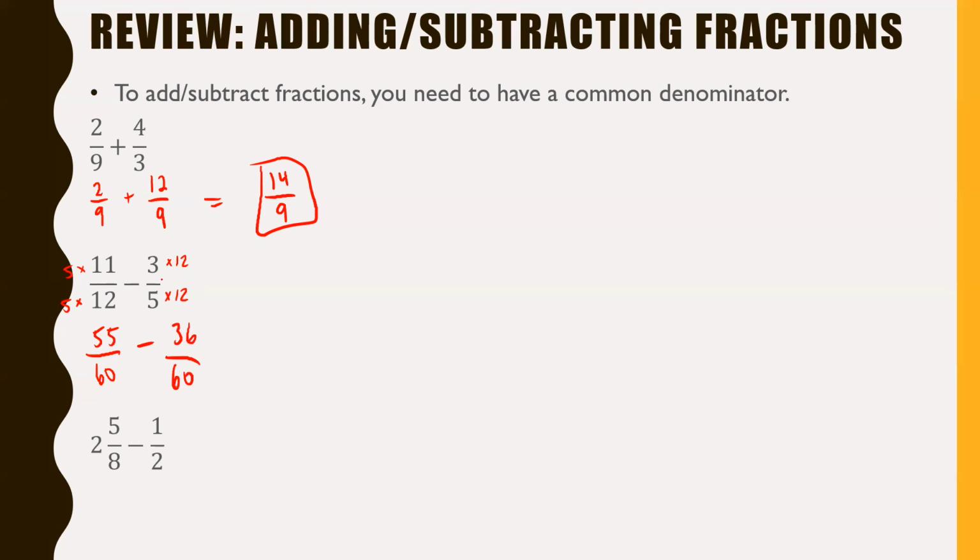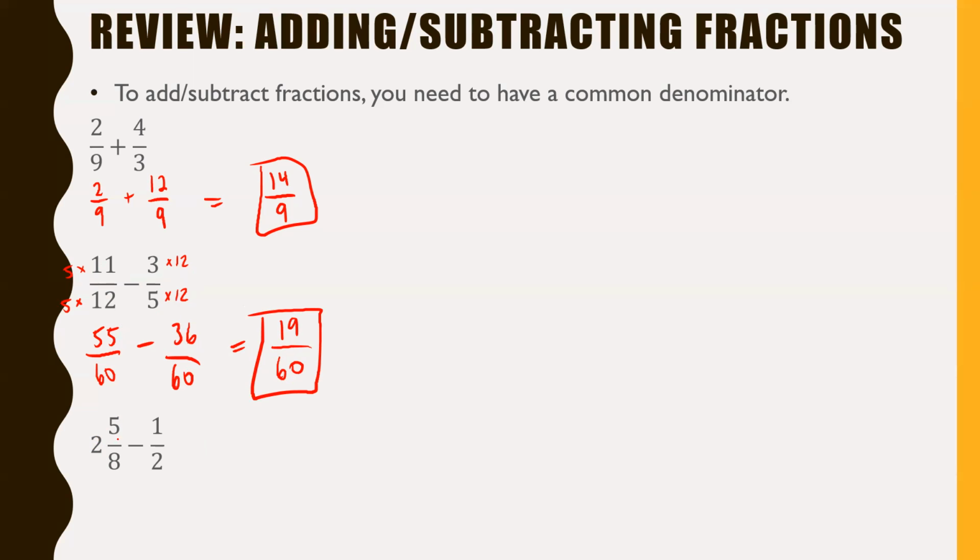If you multiply each fraction by the other one's denominator, that's a way of guaranteeing that the denominators will in fact match. Anyway, 55/60 minus 36/60. You don't touch the denominator, so it's still going to stay 60 down there. 55 minus 36, I'm pretty sure that is 19. So we'd have 19/60, and there we are.